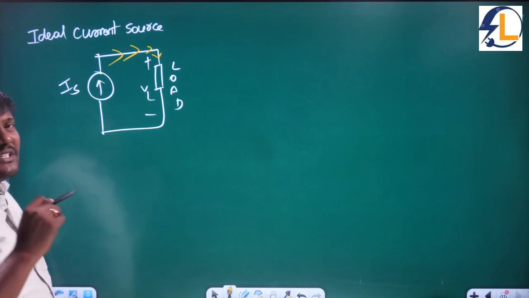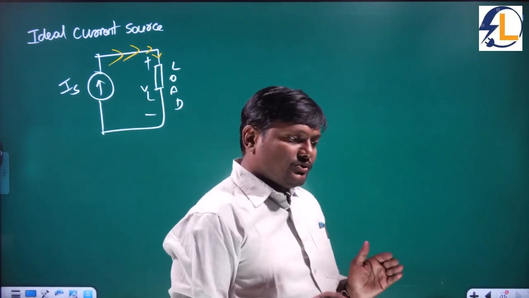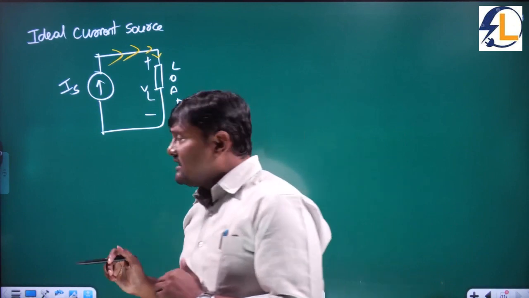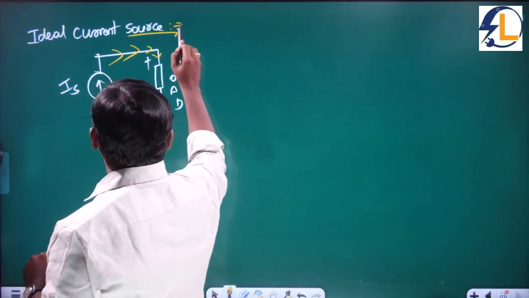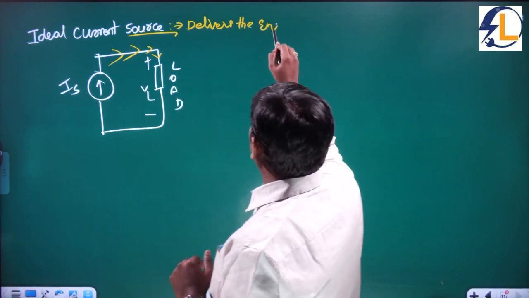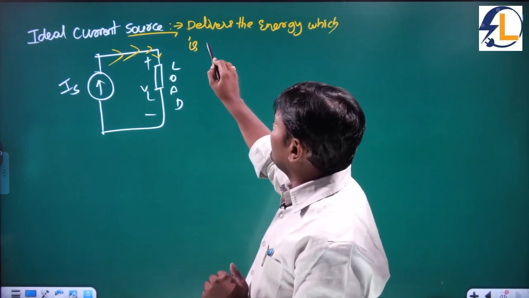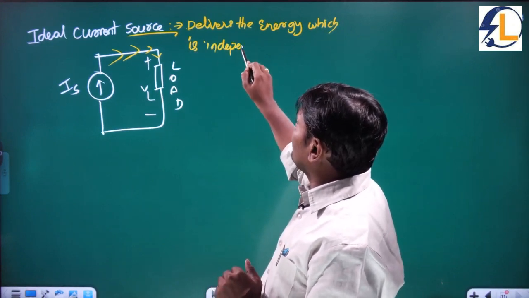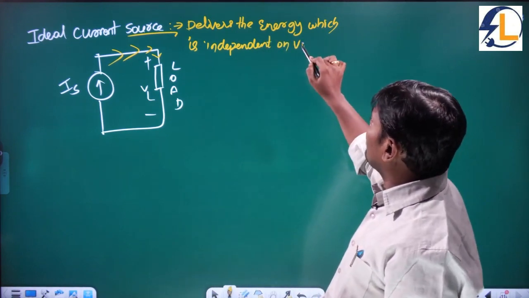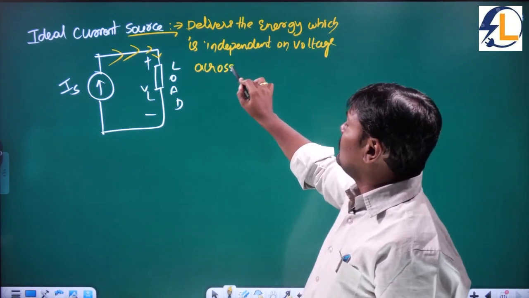And what is the definition of an ideal current source? As we discussed, ideal sources do not exist. So an ideal current source delivers the energy which is independent of the voltage across the load.